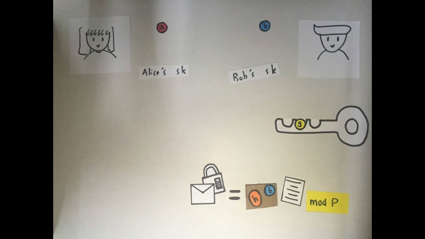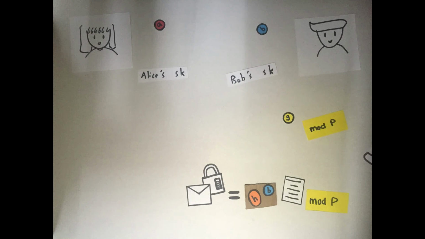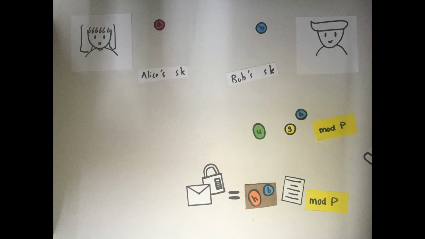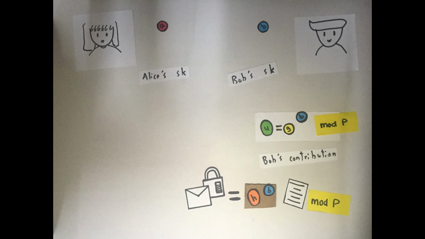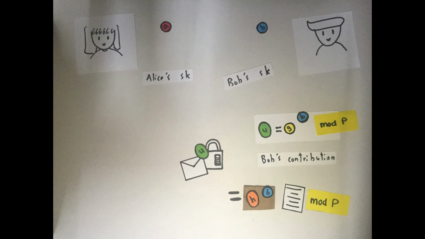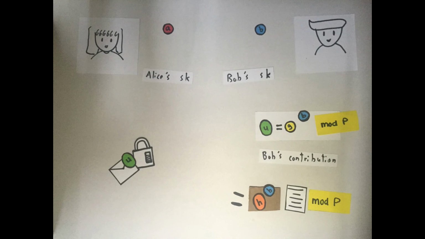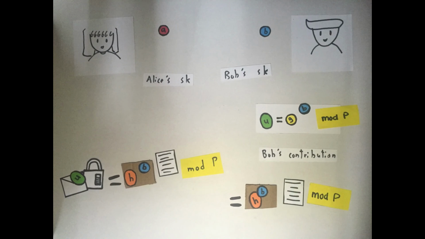With the secret key at hand, Bob is then able to encrypt his message. Before sending the ciphertext, to ensure Alice and only Alice is able to decrypt the message, Bob will compute his contribution U based on the same algorithm used by Alice. By attaching his contribution to the ciphertext as a header, he then sends the encrypted message to Alice.